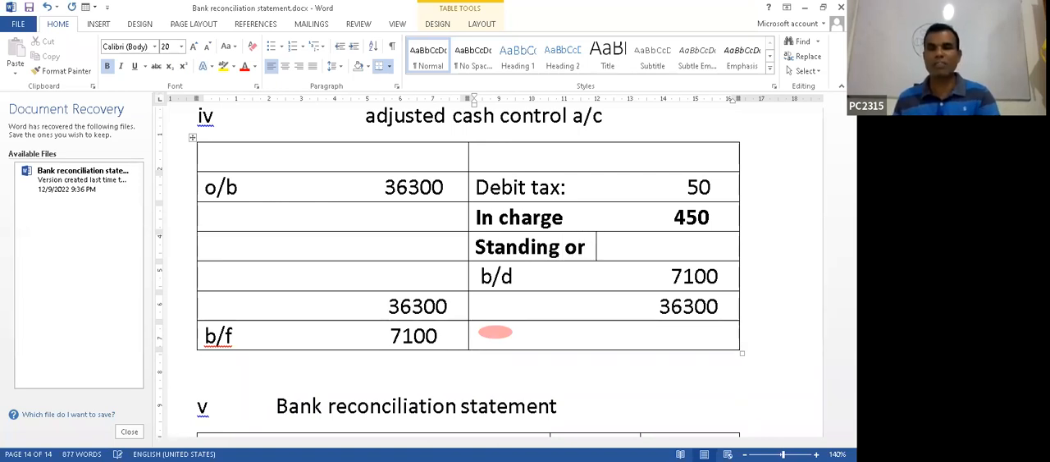Standing order 200 is there. It should be credited. And then bank charge. How much is the charge? Charge is 100.